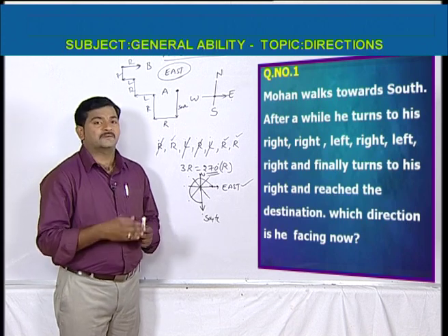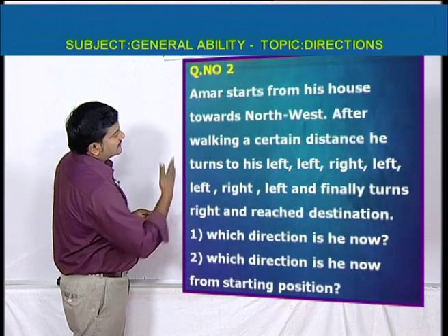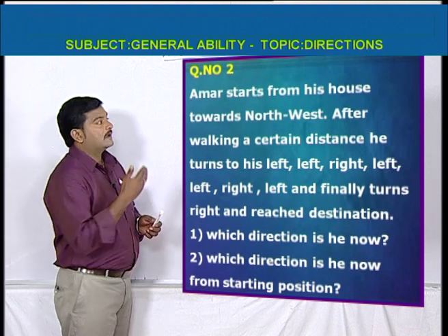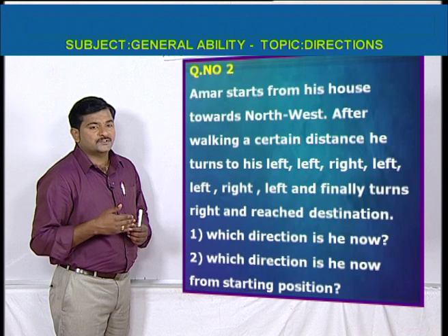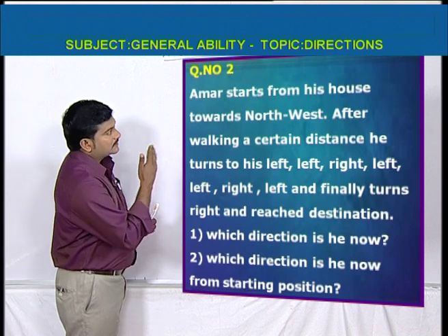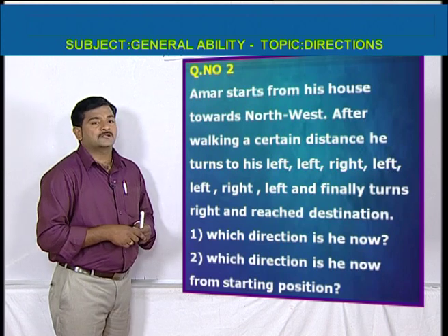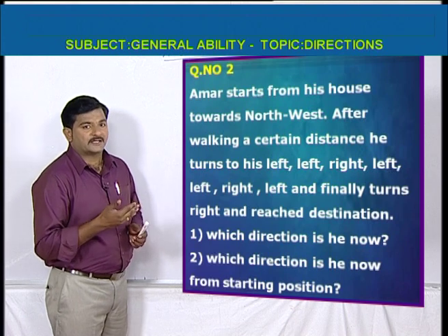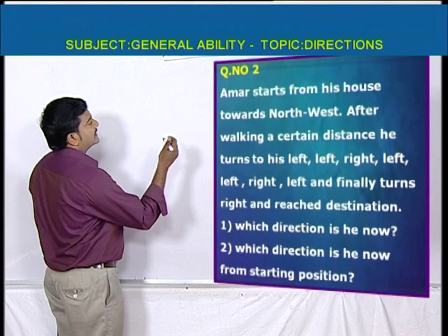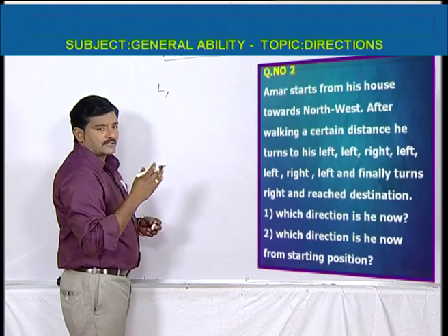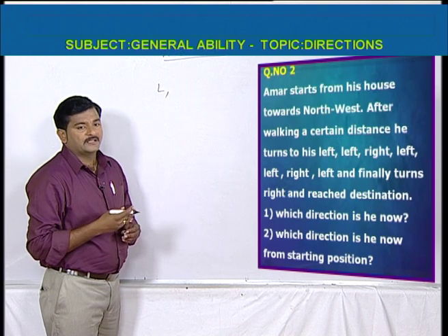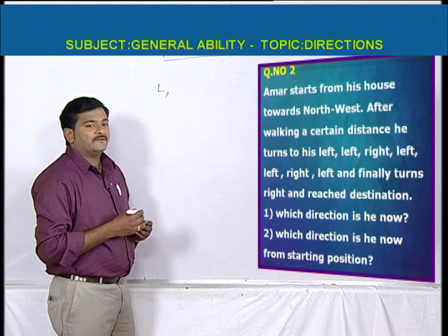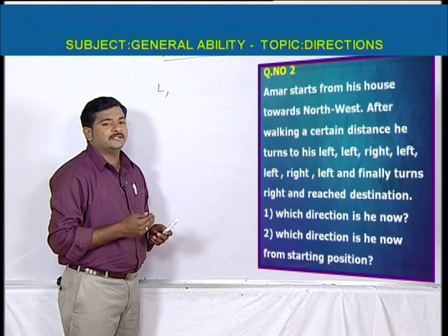Okay, now we will discuss one more question. Just have a look at this. Now we will discuss the second type of question, type 2 question in the directions part. Amar starts from his house towards northwest. After walking a certain distance, he turns to his left. Again he is given lefts and rights only. We will take all lefts and rights. Left, right, left, right, left, and finally he turns right and reached the destination.